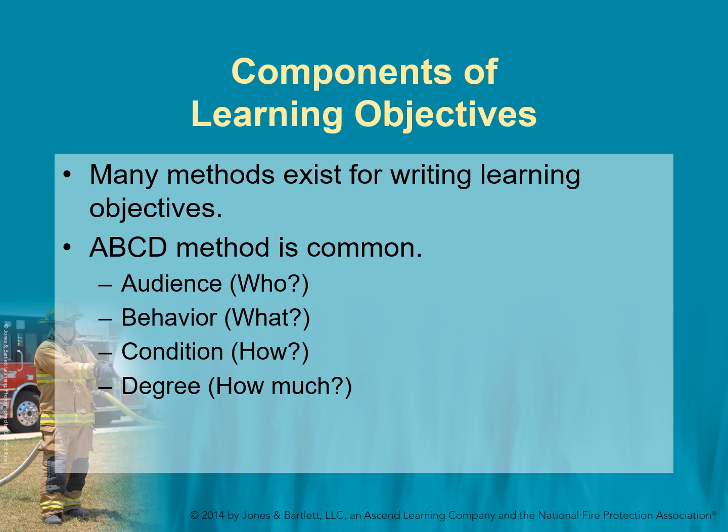Who are we writing these objectives for? And the next is the what, or the behavior. What's our outcome? What's our desired outcome with this objective? The how is the condition. How are we going to do this? What are we going to use in order to come to this end? And then the next is how much, or to what degree are we going to take it?